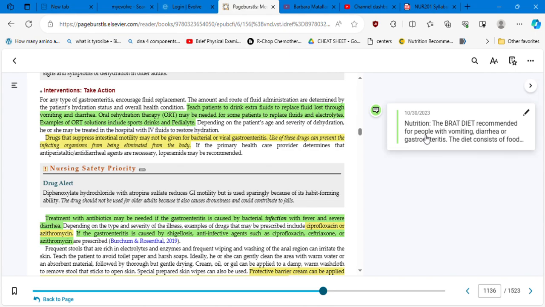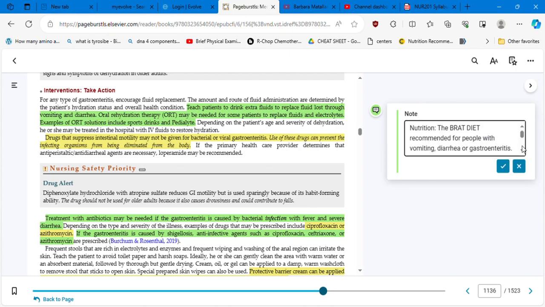Now, I want to bring to your attention the BRAT diet. I'm sure you heard about it, or maybe you studied it in the nutrition course. Recommended for people with vomiting, diarrhea, or gastroenteritis. The diet consists of foods low in fiber that are gentle on the stomach, like bananas, rice, applesauce, toast, crackers, and chicken broth. That is the BRAT diet. B, banana, R, rice, A, applesauce, T, toast.